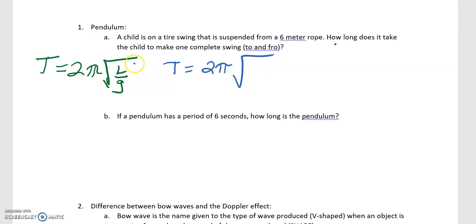Now the length of our pendulum is 6 meters, and it does need to be in meters to work out with our acceleration due to gravity. For gravity, you can either use 9.8 or 10. Doesn't particularly matter. I'm going to go with 9.8. And our unit for gravity is meters per second squared. Now, we can see that our meters label is going to cancel out here. And I'm going to go ahead and divide the 6 and the 9.8.